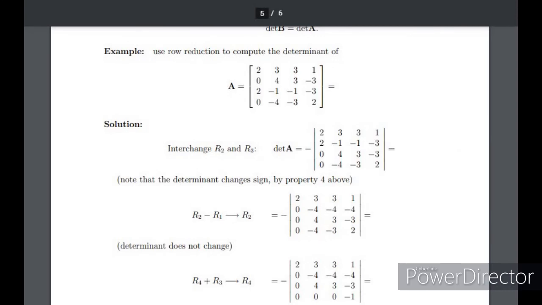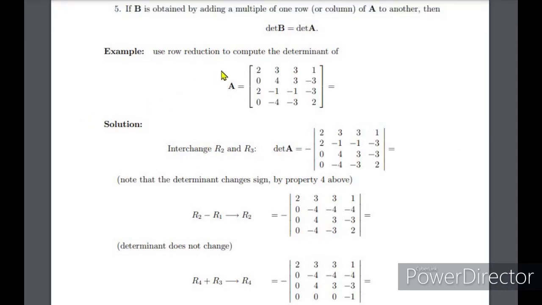Let's go now to the example. Use row reduction to compute the determinant of this given matrix. This matrix is a 4 by 4 matrix, so this is also a square matrix. For the solution, we first interchange the second row and the third row, and when we do that, we change the sign of the determinant. That's why we have a negative sign outside here.